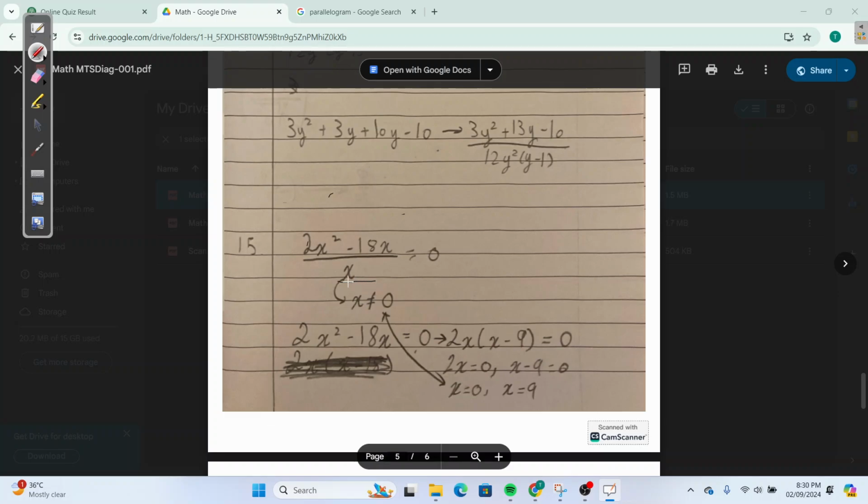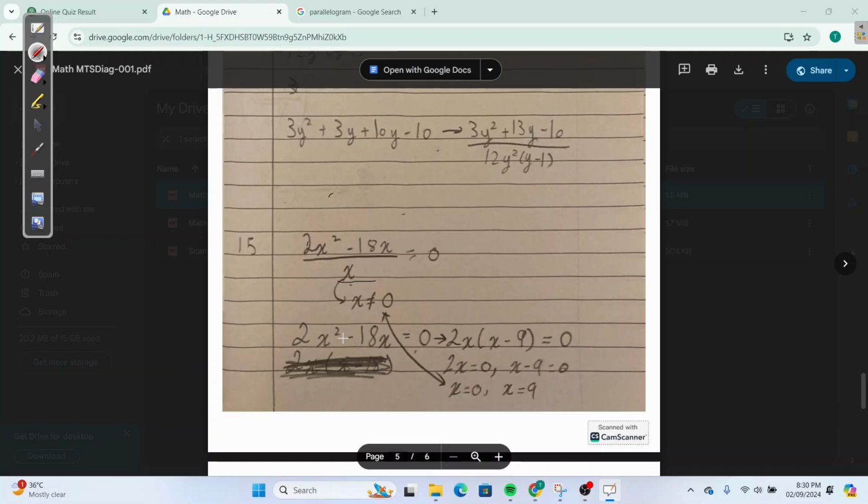Obviously, since it's over x, x cannot be 0, because if this was 0, the whole fraction would be undefined. The whole answer would be undefined, and that's not what we want. We want an answer. So x cannot be 0. So now you take the top part and set it equal to 0.